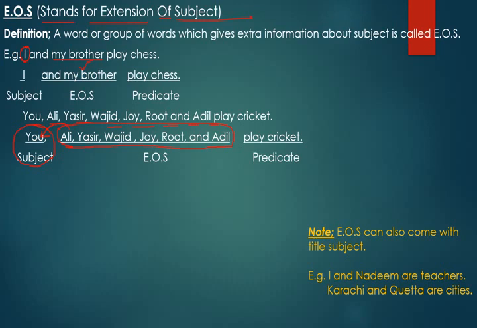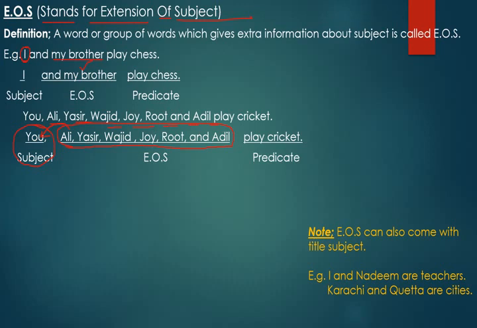One thing let me clear more for you people. If you want to bring my brother at the beginning and I after, for example, you say, my brother and I play chess, so my brother is coming first and I is coming second. Keep in your mind, my brother will be called subject and I will be called EOS. Whatever name you pick up first is the subject. For example, I say, Adil, you, Ali, Yasir and Root play cricket. Here the first name that comes will be called your subject, and the remaining names, whether they are more than one or just one, will be called EOS.